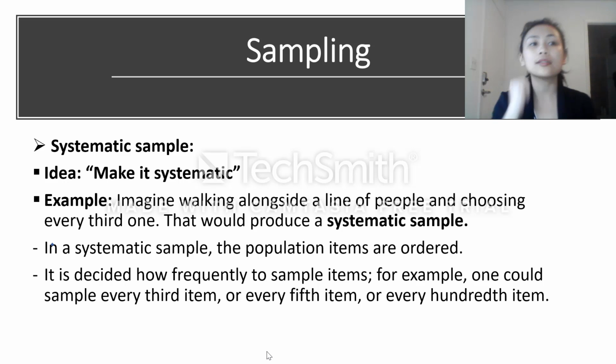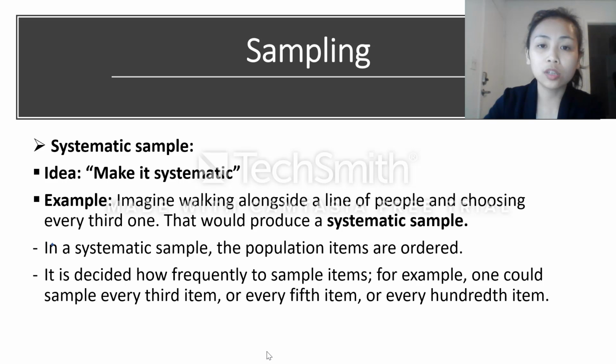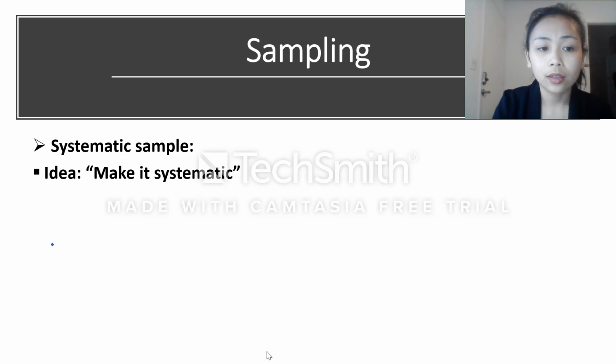Or suppose I take the best student in this class, the best student from the second class, the best student from the third class. Like suppose I have 20 sections of math. From each section, I take one student with a high score and put these 20 good students together. I have a systematic sample.